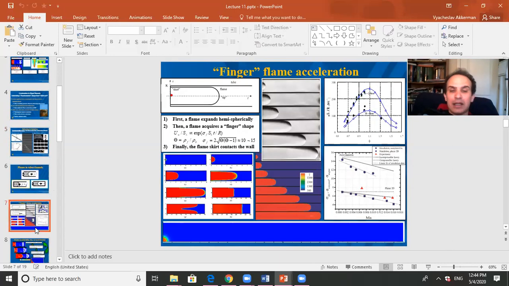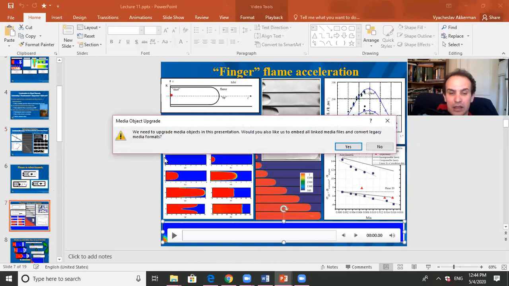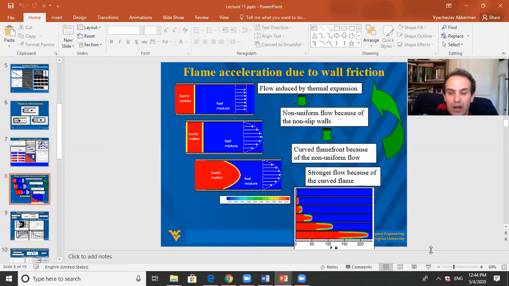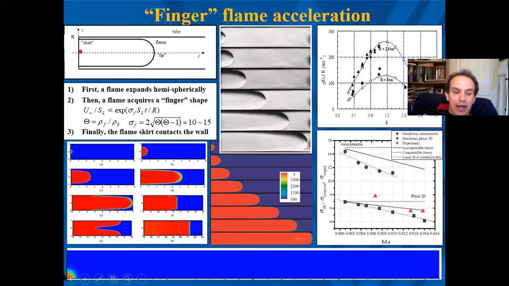I remember we considered three mechanisms of flame acceleration. The so-called finger flame acceleration mechanism, right? It happens at the initial stage of combustion when the flame accelerates. Again, I don't have time to teach the entire lecture again, but you can see the finger flame acceleration. First, it goes hemispherically, so it's not accelerating, but then acceleration starts and it goes until the flame skirt touches the wall. This is quite fast acceleration, but it's limited in time.